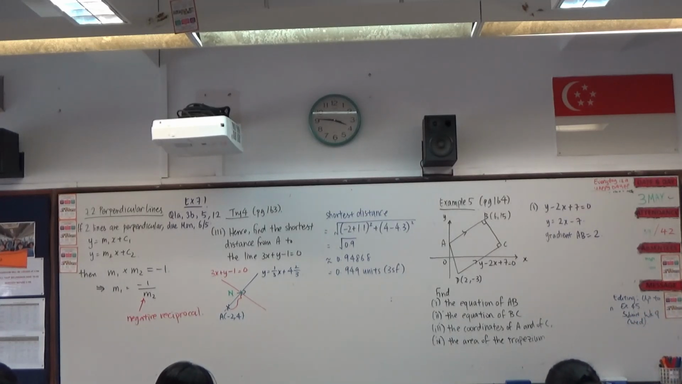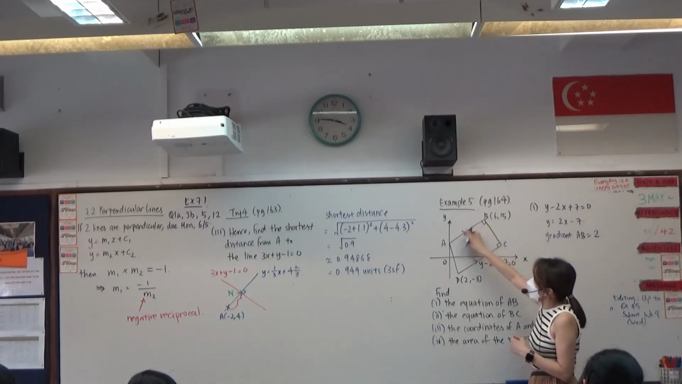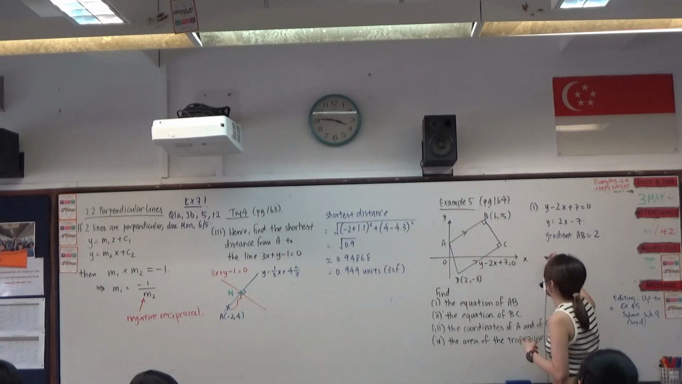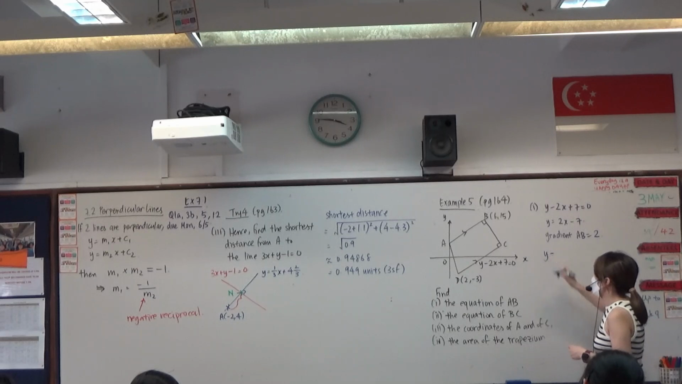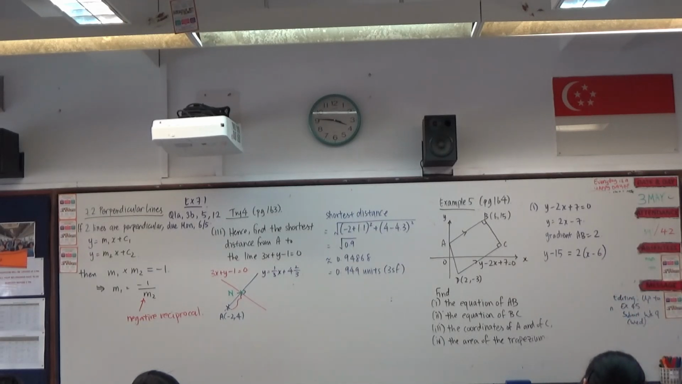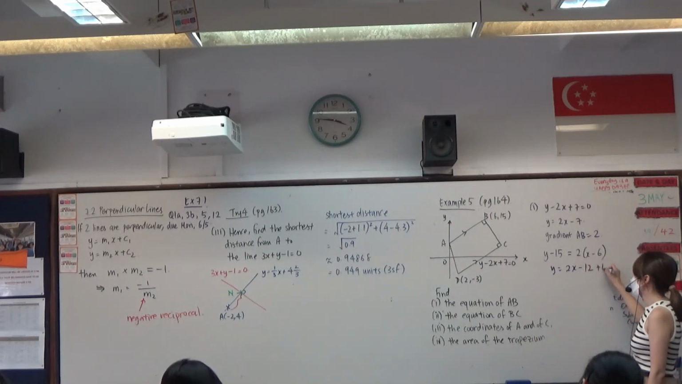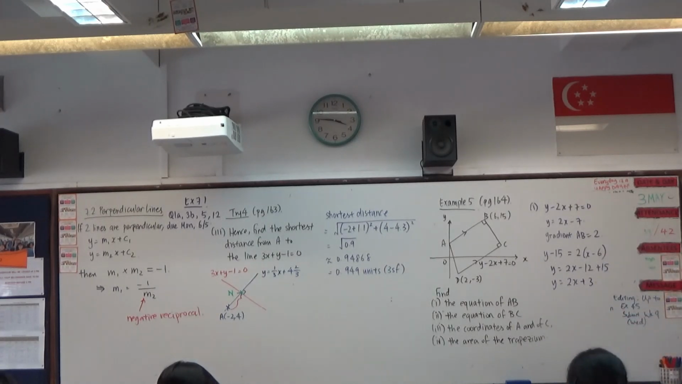After I have achieved the gradient of AB, I will be able to get the equation of the straight line already, because I know that the coordinate A is 6, 15. That is already a point found on that line itself. So your equation of this straight line will be y minus 15 equals 2 times x minus 6. And I will get y equals 2x plus 3 as my equation of AB.